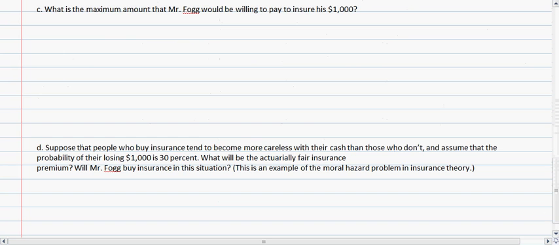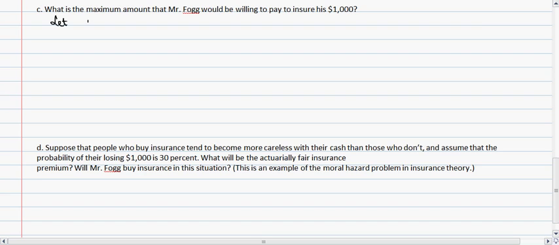Now part C asks you what is the maximum amount that the consumer will be willing to pay to insure his $1,000. So we try to find out what is the maximum he'll be willing to pay in order to make sure that he doesn't face any risk.